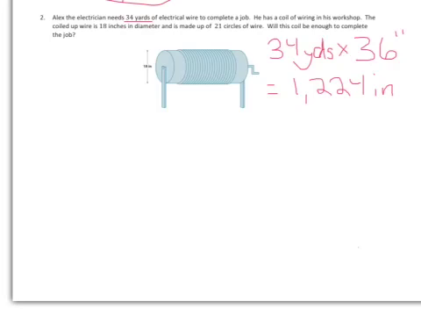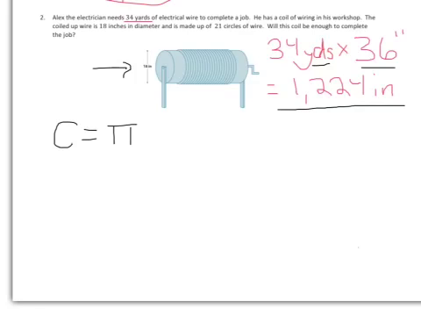So the first thing we had to do is, because the coil is given in inches, we have to think about the 34 yards in terms of inches, and we do that by multiplying the yards times the number of inches in each yard, which is 36 inches, and we get 1,224 inches. So we have to decide, will 21 circles with a diameter of 18 be enough to make 1,224? Well, let's find out what one of the circles is.